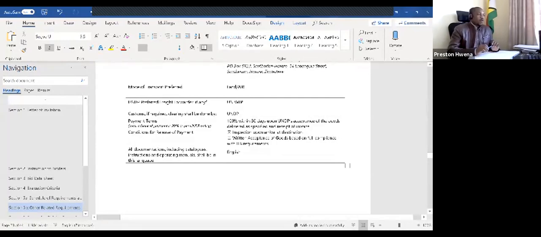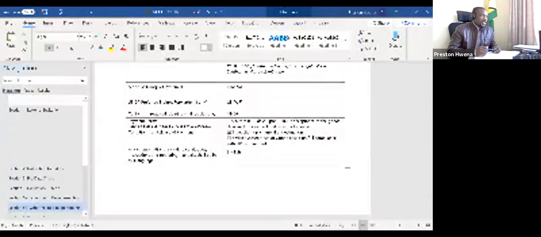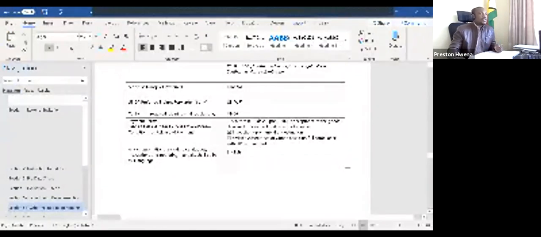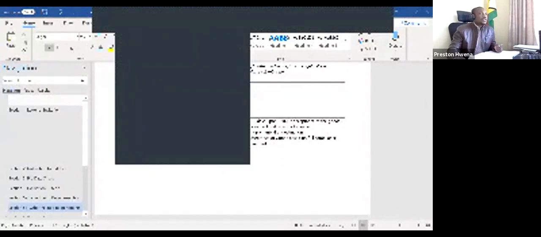And what we are saying is that all documents, catalogs, instructions, or manuals that you'll be attaching to this ITB should all be in English. No documents in Chinese, no documents in Portuguese, no documents in French or any other language. So please make sure that all the documents that you are submitting are written in English.